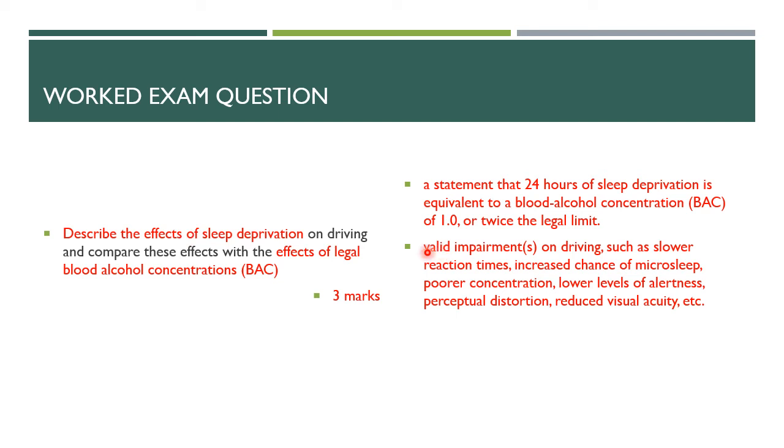And because it says effects, you could also put in more than one. It means more than one. So impairments on driving, such as slower reaction times, which we looked at today, increased chance of microsleep, which we also looked at, poorer concentration and alertness, perceptual distortion, reduced visual acuity. As long as you have those first couple, we're good, right? And you'll get your marks. You need to have the comparison of the effect on driving to the legal BAC of 0.05. So if you put that in there as well, you'll get your 3 marks. And that's how you get this one.